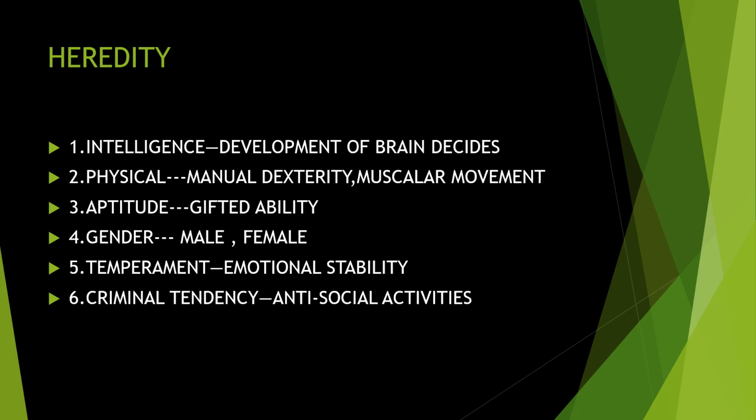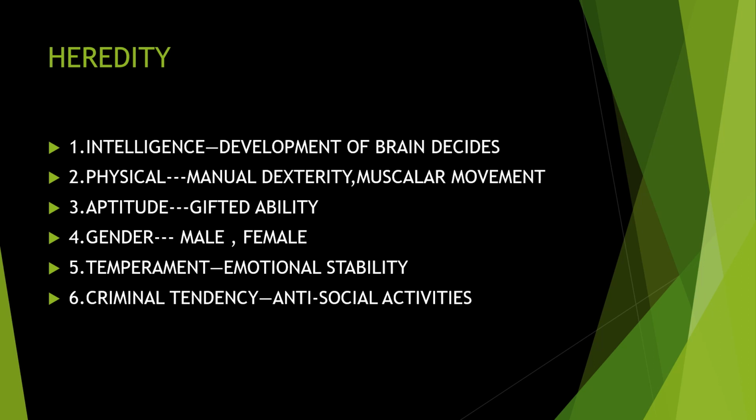Next is physical. Physical means outside growth. That is manual dexterity, the physical movements, muscular movements, the physical appearance, all these things they get from their parents. Next is aptitude. I told in the first class itself what is aptitude. That is innate ability, the gifted ability. Some students or learners get an ability from birth itself. We say they are gifted because they always get it from their parents, this aptitude and all.